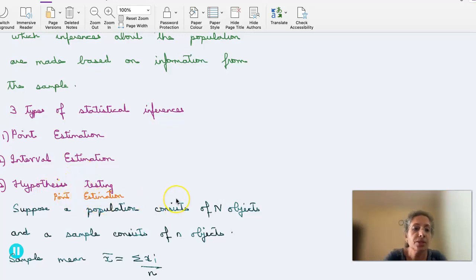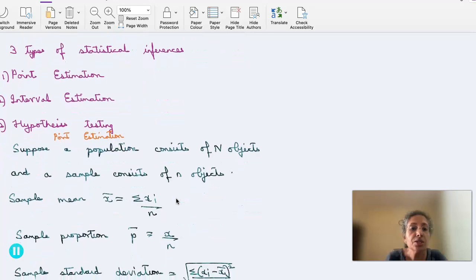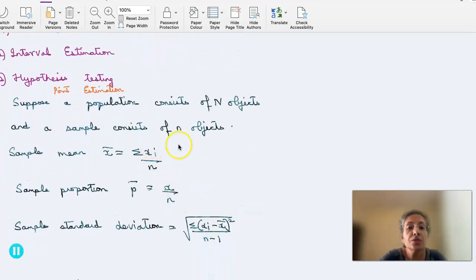So what is point estimation? Suppose a population consists of capital N objects and a sample consists of small n objects. Sample mean x bar is defined as summation xi by n. Sample proportion p bar equals x by n, and sample standard deviation is the square root of summation xi minus x bar the whole squared by n minus 1. So we have defined three terms: sample mean, sample proportion, and sample standard deviation. Keep in mind these three things because we will use them in problems.